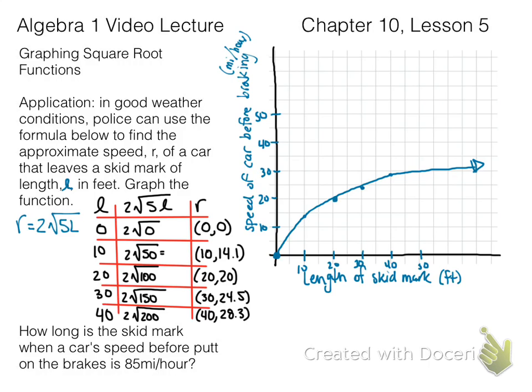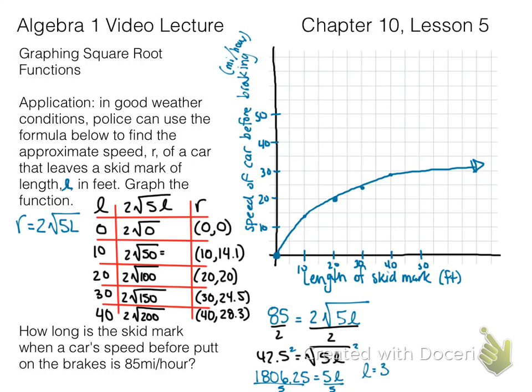Now, last question. How long will the skid mark be if the car braked at 85 miles per hour? Well, we can do some quick math where r is 85. Divide by 2 on both sides, square on both sides, divide by 5 on both sides, and we figure out that the length of the skid mark would be 361.25 feet if the car braked at 85 miles per hour.